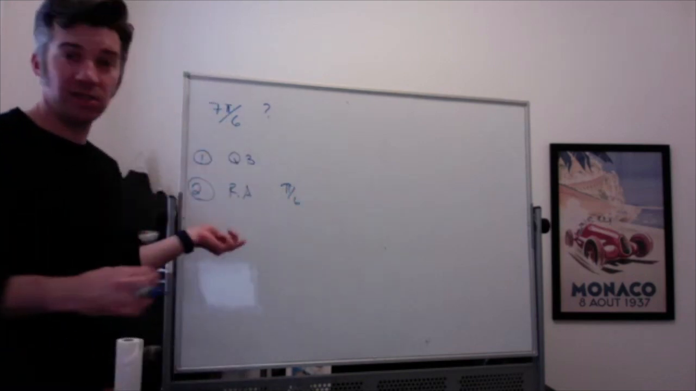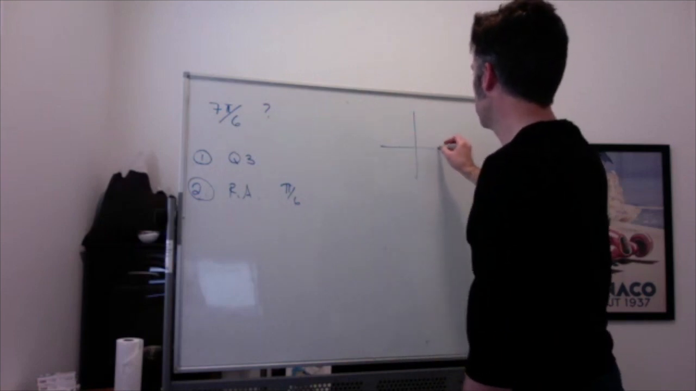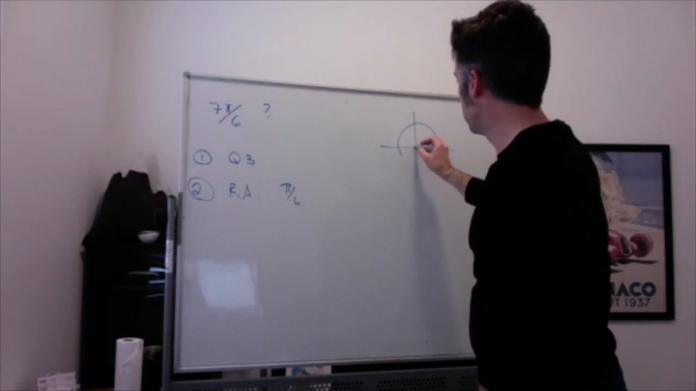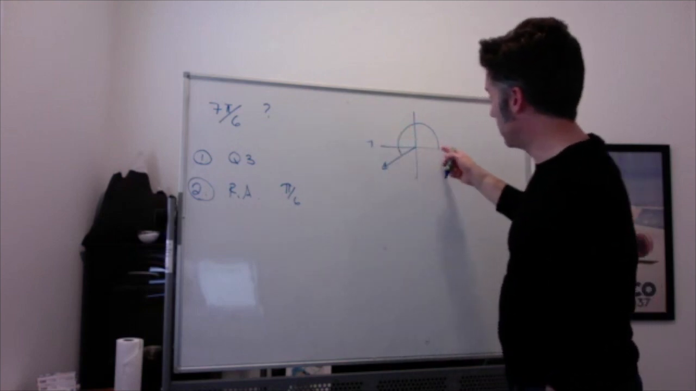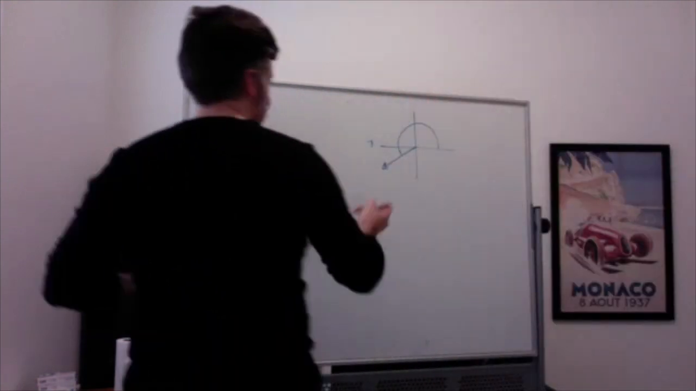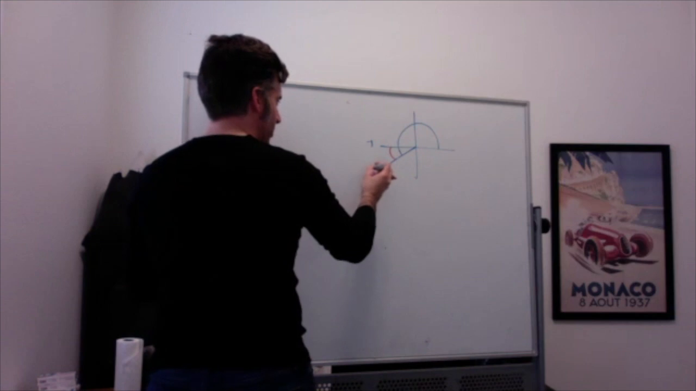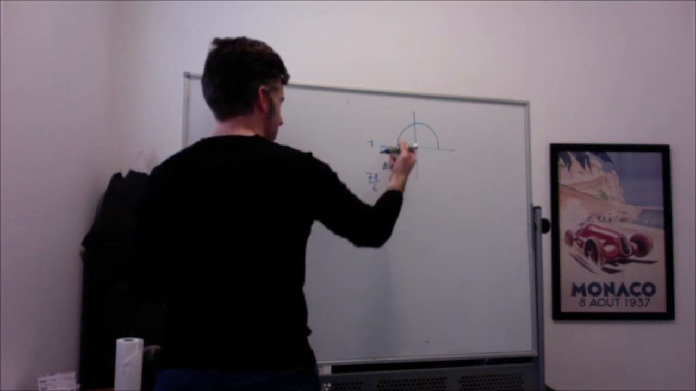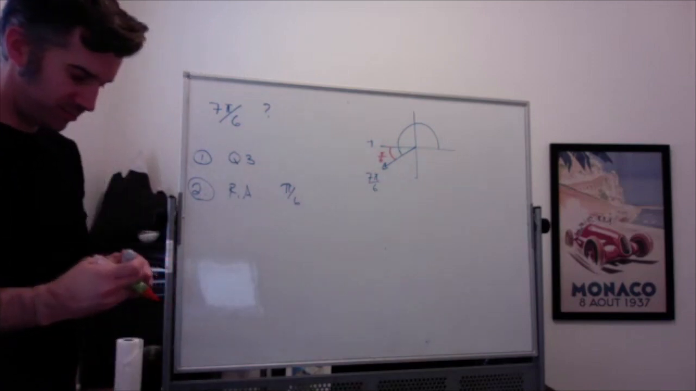Now, if you don't like just saying this, you can also draw it, right? We can draw our picture. There's 7 pi over 6, right? It's a little bit more than pi, here's pi. And then the reference angle, well, this angle is 7 pi over 6. This reference angle is just the difference, pi over 6.